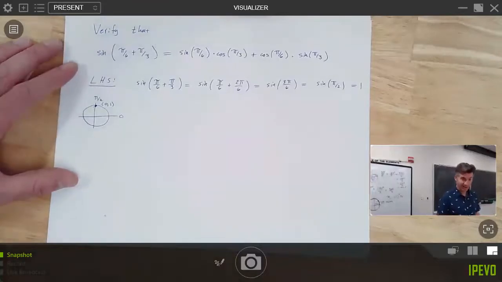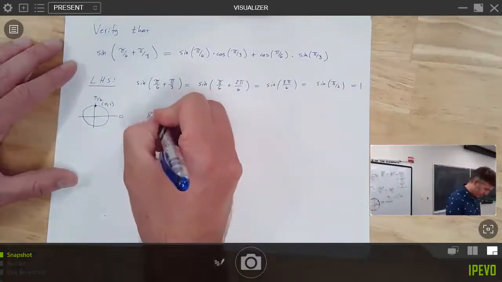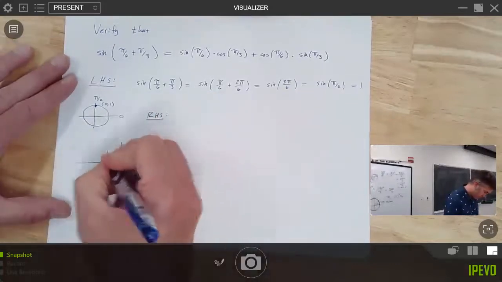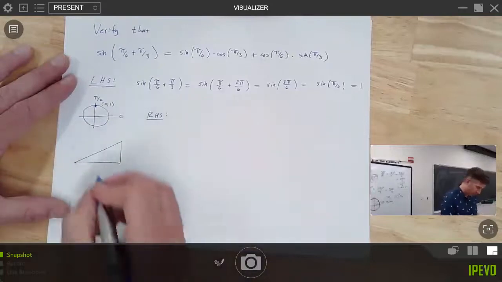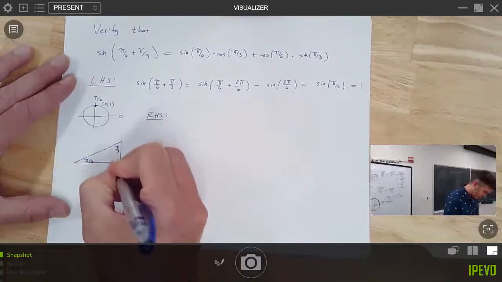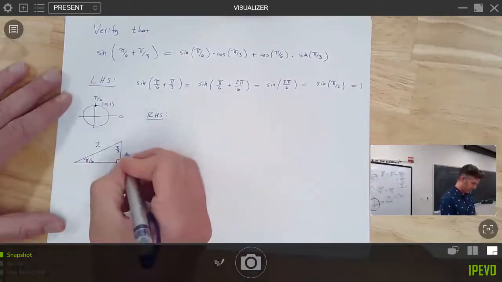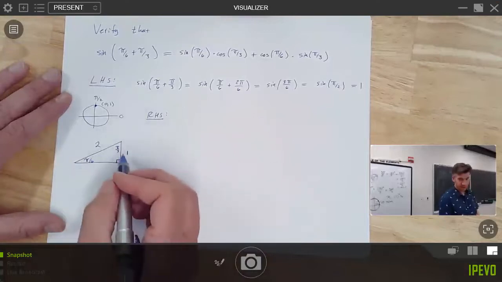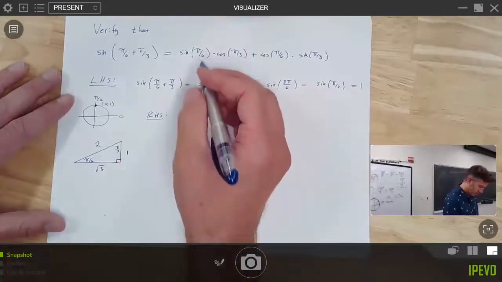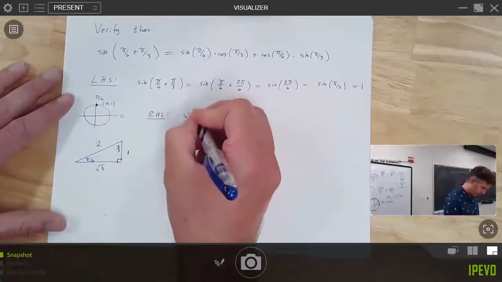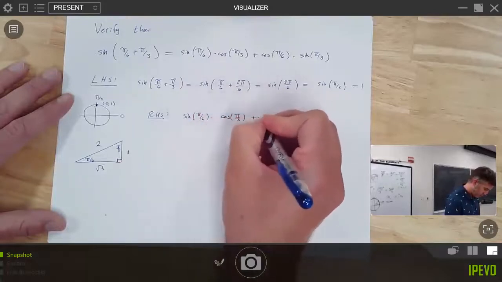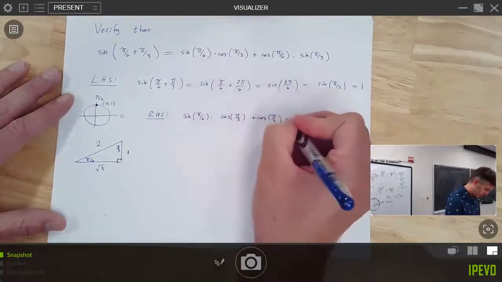Great, let's check out the right-hand side. So the right-hand side, I'm going to use some triangles again. Here's my 30, 60, 90 triangle, or my pi over 6, pi over 3, pi over 2 right triangle. The hypotenuse is 2, the small side is 1. The small side is always the side opposite the smallest angle. And the medium side is root 3. So let's see. I'm going to write it out again. Sine of pi over 6, cosine of pi over 3, cosine of pi over 6, sine of pi over 3.